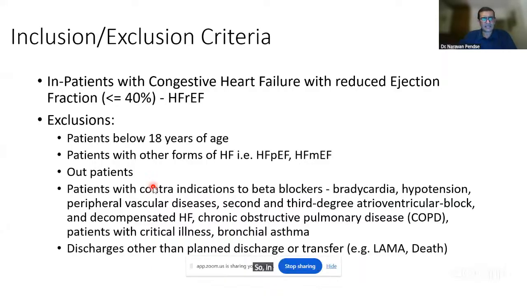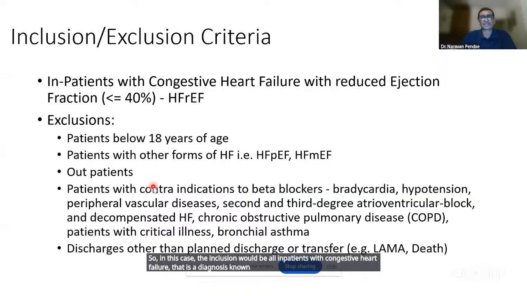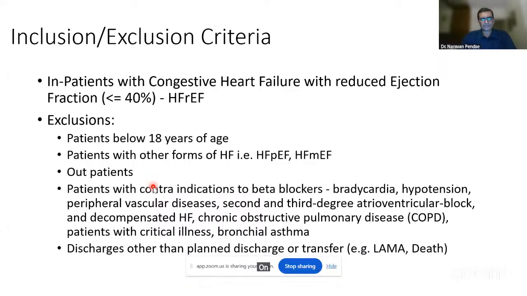So in this case, the inclusion would be all inpatients with congestive heart failure, that is a known diagnosis of congestive heart failure, and with reduced ejection fraction, that is ejection fraction less than or equal to 40% on echocardiography. What would be the logical exclusions?